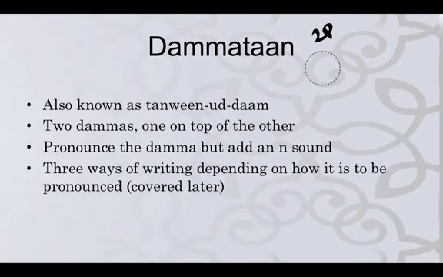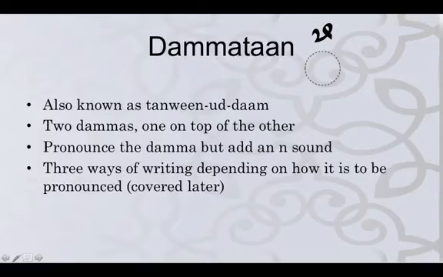Next diacritic we're going to learn today is the dhammatan. The dhammatan, also known as tanween al-dhamm. So this little circle above it, the two dhammas, is sometimes denoted like this. When you add a dhamma and you add a second dhamma on top of it, it becomes dhammatan, and it is also known as Tanween al-Dhamm.